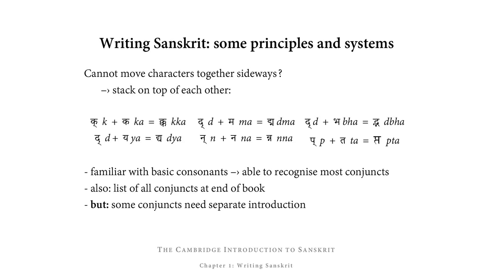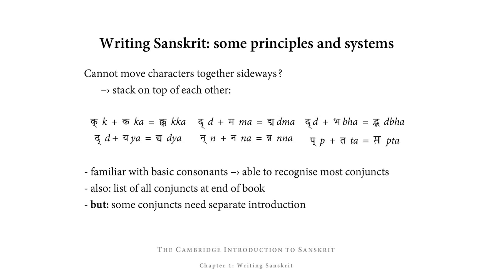If you want to combine two consonants, but you cannot move characters together sideways, then you can simply stack them on top of each other. So I've given you a couple of examples here. If you have two Ks, for example, in the word for dog, which is kukkurach, then the two Ks would simply be stacked on top of each other. If you have dma, then you do the same thing.